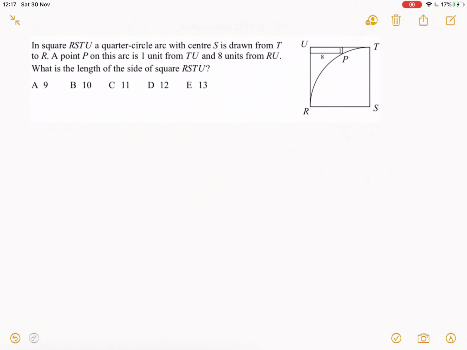Today we're doing another UKMT question using the mind map method. Today's question is: in square RSTU, a quarter circle arc with centre S is drawn from T to R. A point P on this arc is 1 unit from TU and 8 units from RU. What is the length of the side of square RSTU?